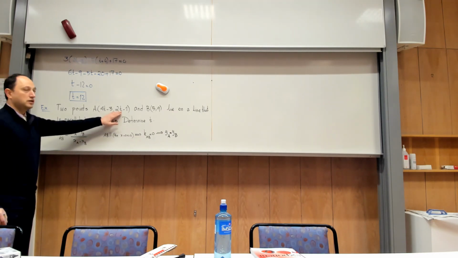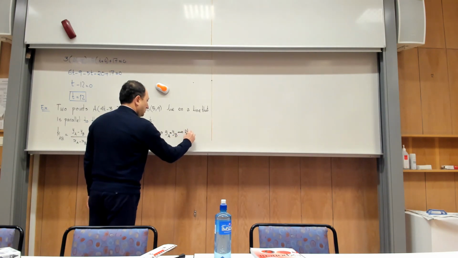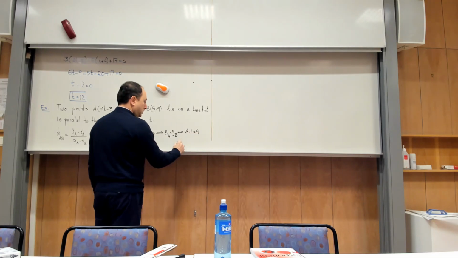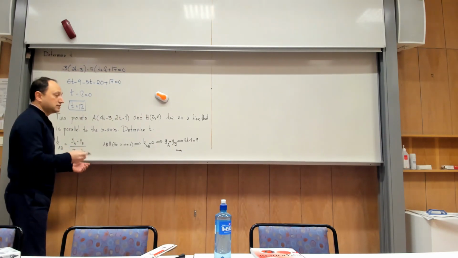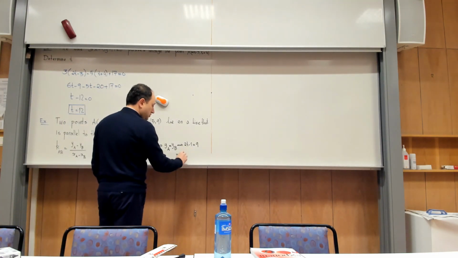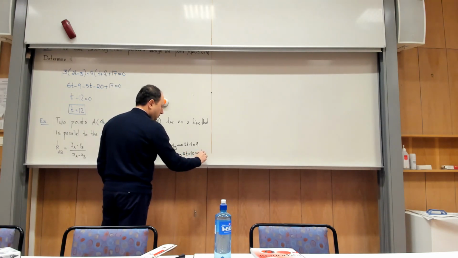Y coordinate of A is 2t minus 1. Y coordinate of B is 9. And then you solve this very simple equation. So the algebra in analytic geometry is not complicated, but you need to understand the connection between geometry and algebra. So 2t becomes 10, and as you mentioned, t is exactly equal to 5.